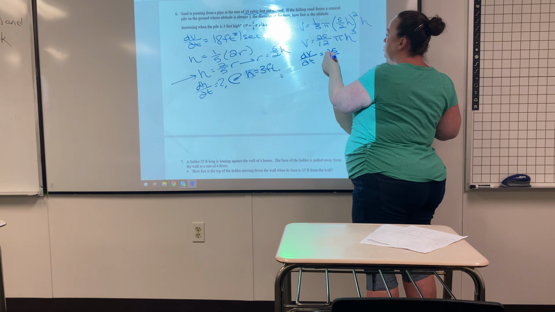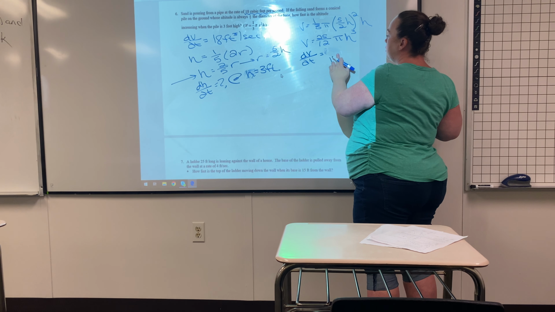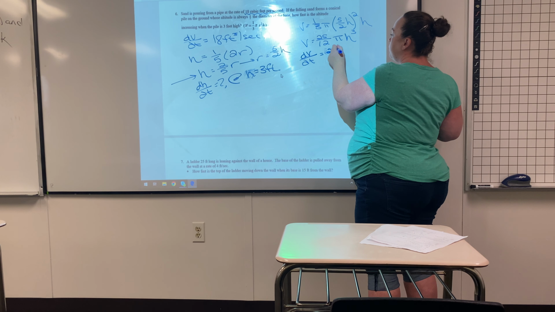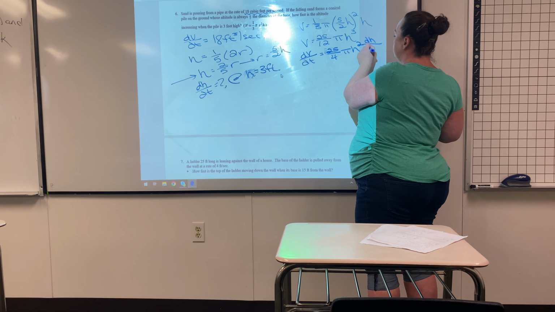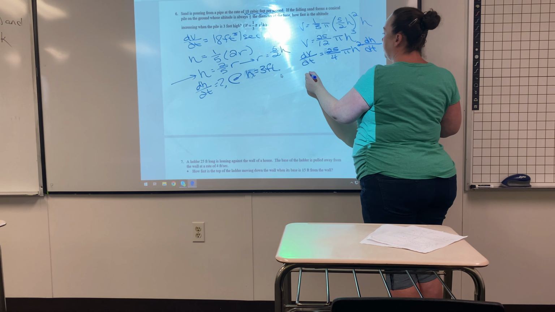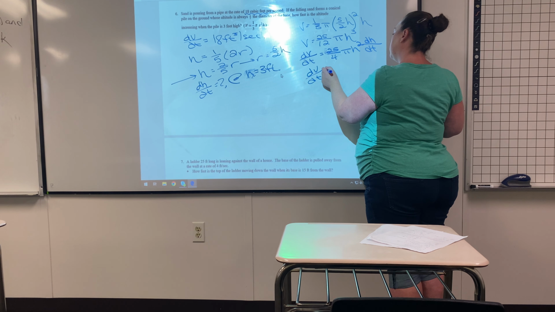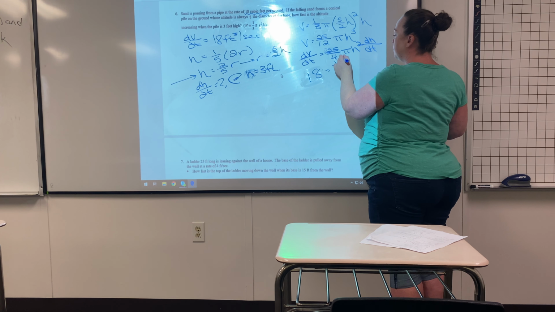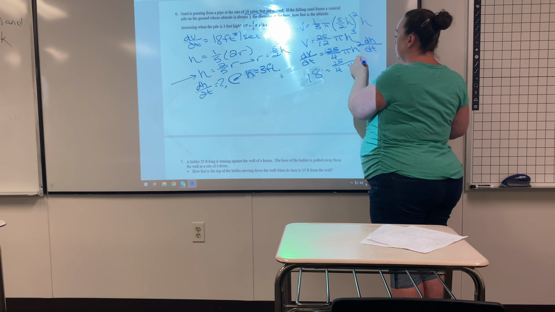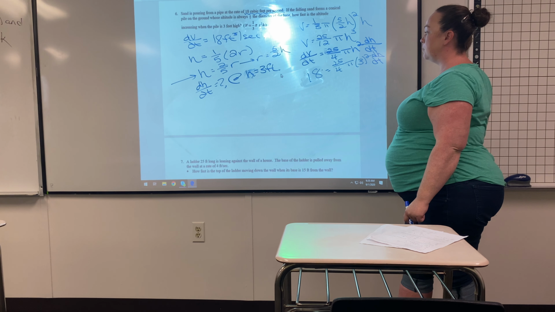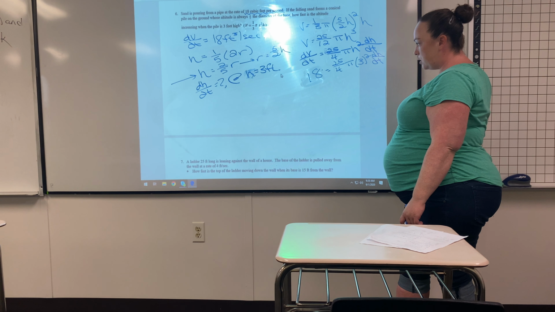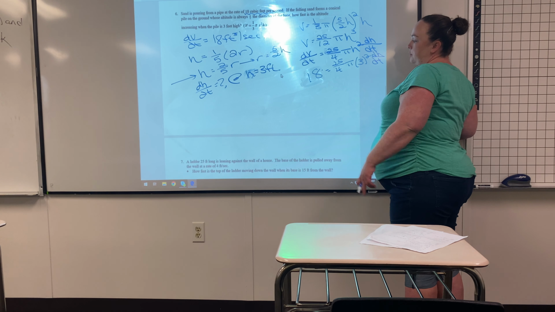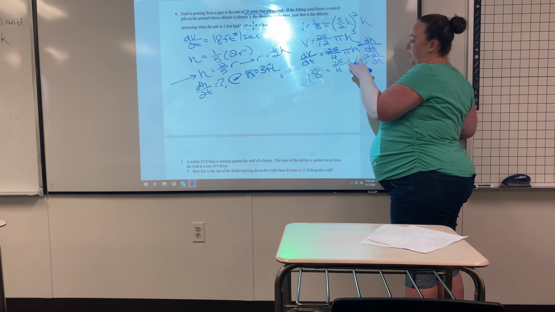So then here you've got dV dt, and you've got 25 over 12, times 3, because we're taking the derivative. So you've got 25 over 4, pi h squared dh dt. H is 3. And dV dt is 18. And then you just have to solve for dH dt. In as many steps as it takes you to not do it wrong. So you would divide by 25 over 4, divide by 9, divide by pi.